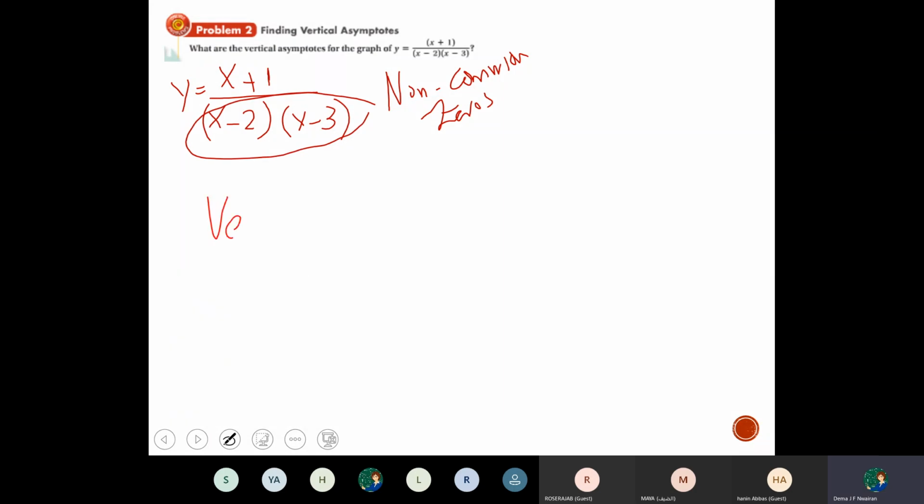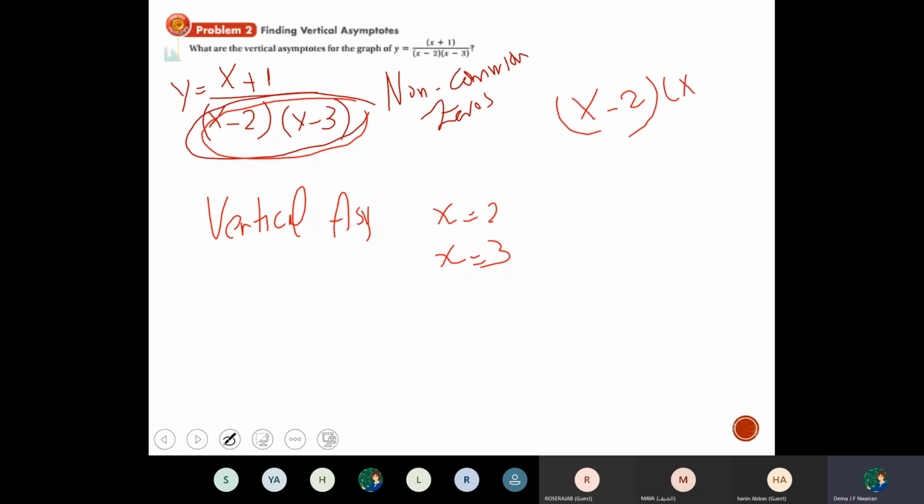So I will say that the vertical asymptotes are at x equal 2 and x equal 3. How? It means that I will look at the zeros of the denominator. So x minus 2 times x minus 3 equals 0, and as we said before, one of them will be 0. x minus 2 equals 0 and x minus 3 equals 0. So at x equal 2 and at x equal 3.